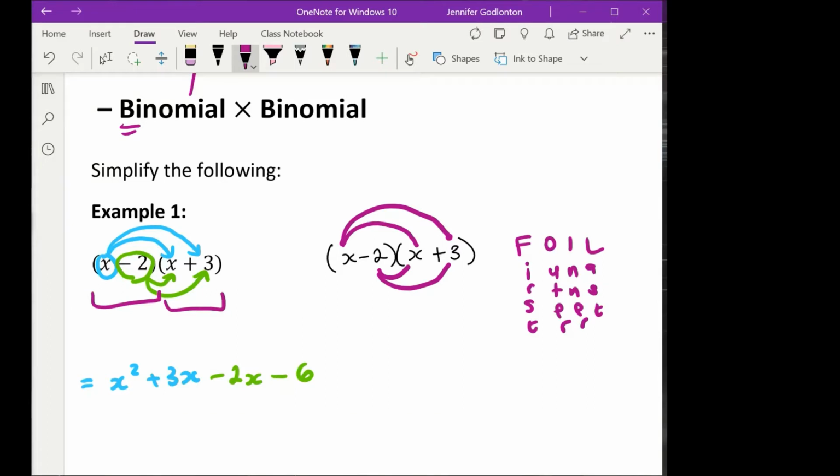Now, when we get to this point, what do you think we're going to do from here? How do I finish off the sum? I know you know. There we go. Like terms. Nice, guys. Now I want to find like terms. I can see that 3x and the -2x are the same as each other. So my final answer here is going to be x squared, 3 minus 2 is 1, I don't need to write the 1, so plus x and minus 6. And that's our final answer.